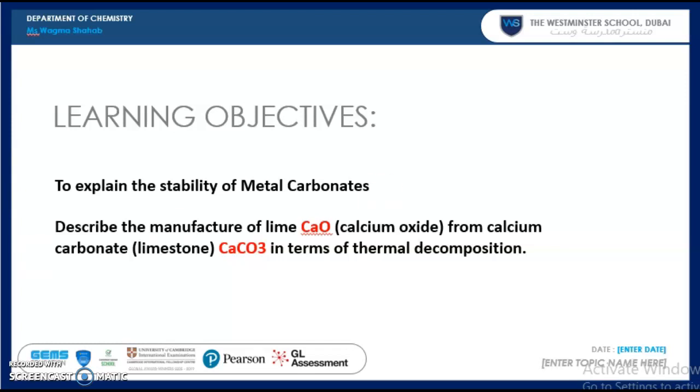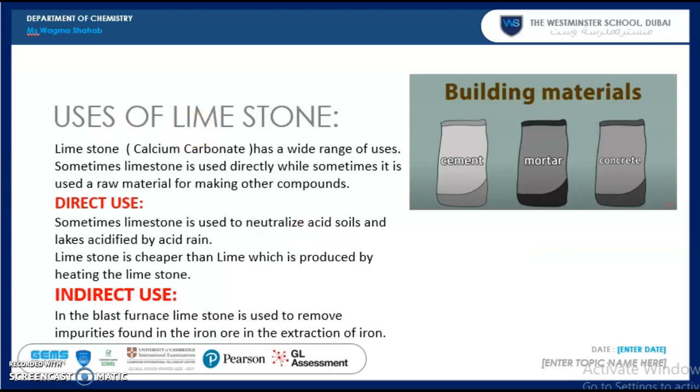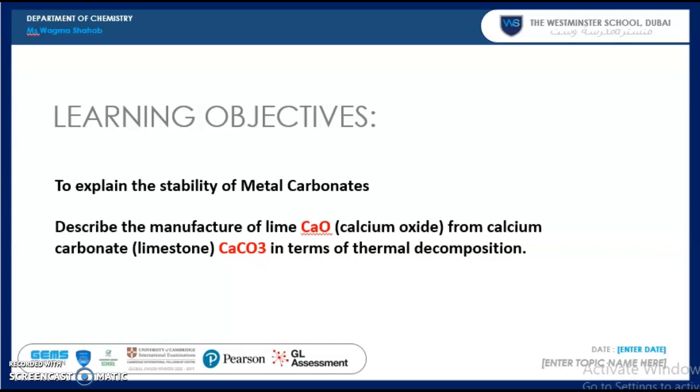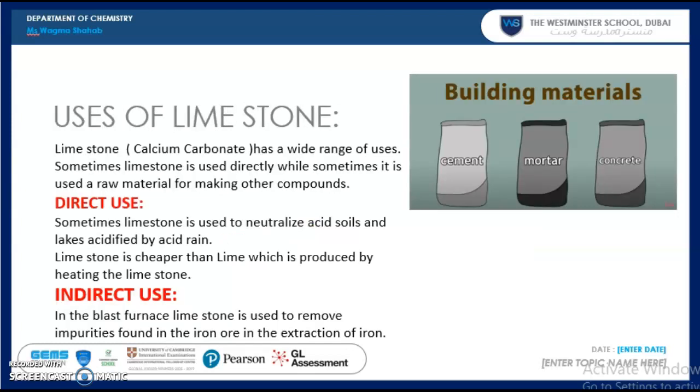Now, first of all, in order to learn the thermal stability of limestone and metal carbonates, we'll first look at the uses of limestone. Why is it important to understand the importance of limestone? Because limestone can be directly used. Limestone, being basic in nature, can be used to neutralize the acidity of soils and lakes. When you add limestone into the soils and lakes, it will neutralize the acid. Indirectly, limestone can be used in the extraction of iron.